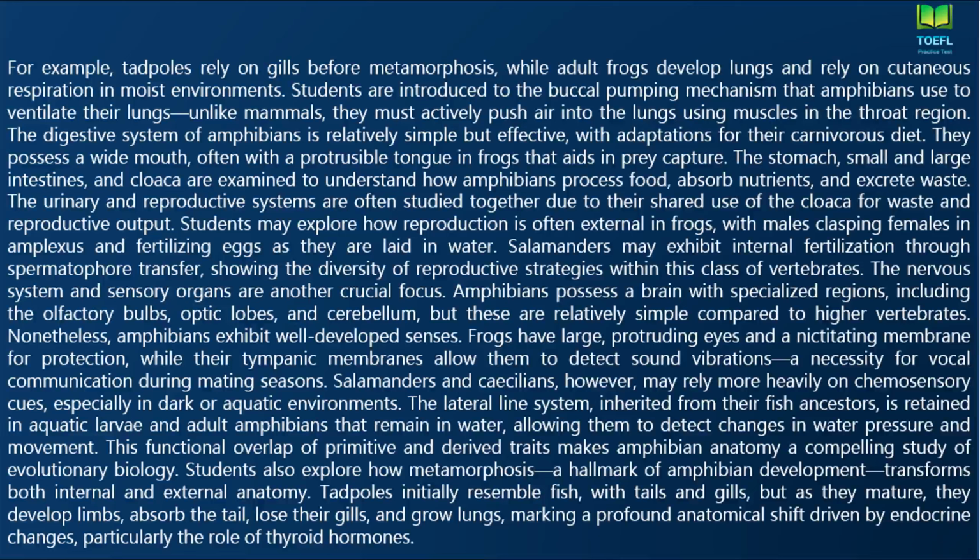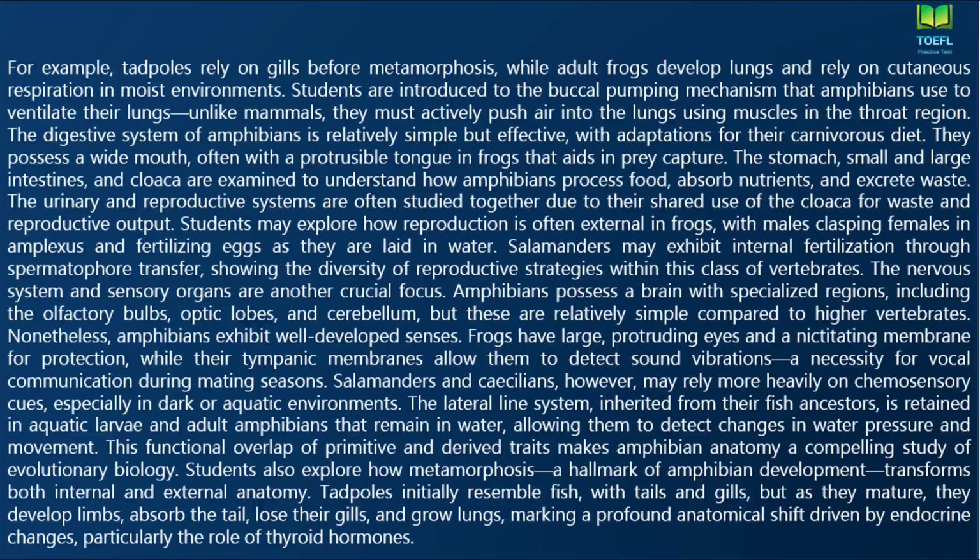The digestive system of amphibians is relatively simple but effective, with adaptations for their carnivorous diet. They possess a wide mouth, often with a protrusible tongue in frogs that aids in prey capture. The stomach, small and large intestines, and cloaca are examined to understand how amphibians process food, absorb nutrients, and excrete waste.